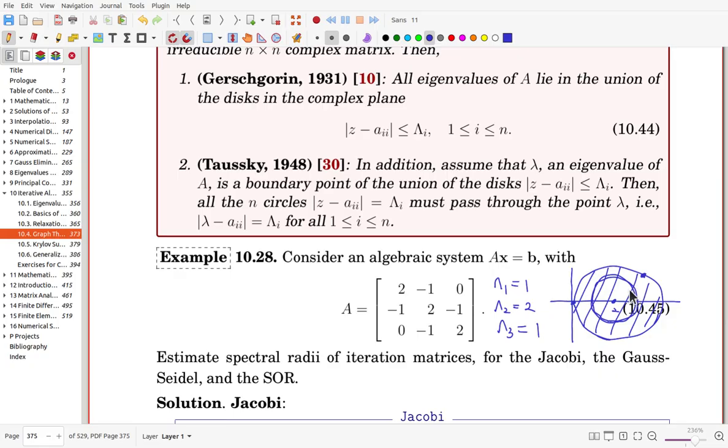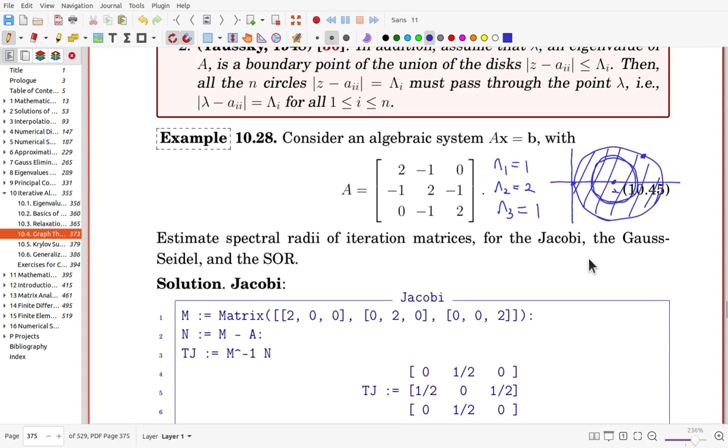Right? Okay, that's the Taussky's expansion of Gerschgorin theory. So we call this whole thing the Gerschgorin-Taussky theory. Now, for this matrix, let's try to see the spectral radius of iteration matrices for the Jacobi, the Gauss-Seidel, and the SOR. Let's begin with Jacobi.